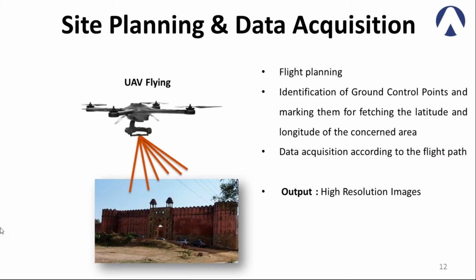See, this is the UAV, this is the aerial LIDAR, and on this you have to do the flight planning, then you have to do the identification of ground control points, which are called the GPS points, and marking them for fetching the latitude and longitude of the concerned area. Then data acquisition according to the flight path. After scanning, you'll get the high resolution images. With the help of these high resolution images, the data can be converted into point cloud form.